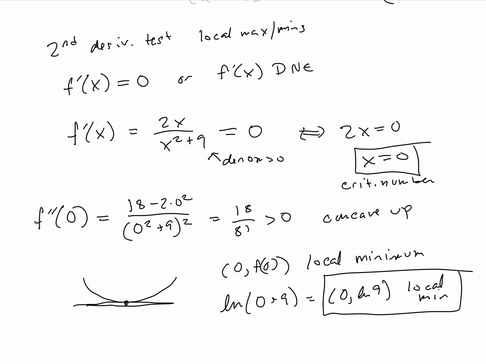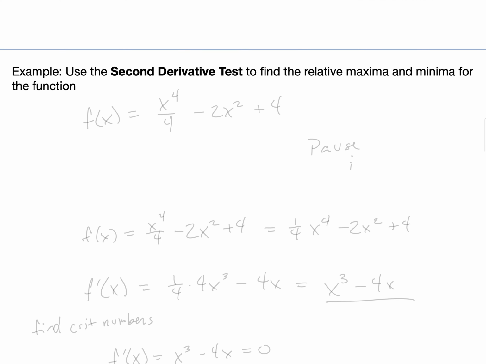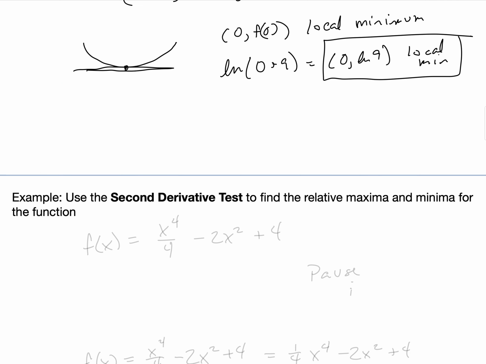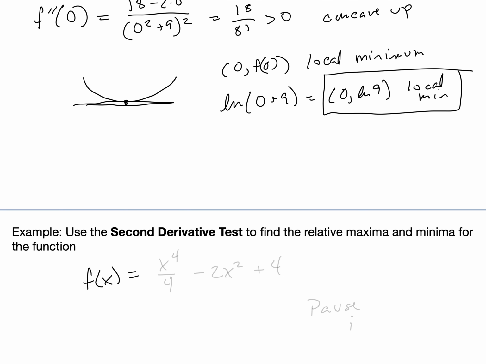So here's an example for you to try. Use the second derivative test to find the relative maxima and minima for the function f of x equals x to the fourth over 4 minus 2x squared plus 4. So I'd encourage you to pause and try that out, and we'll talk about it in a moment.